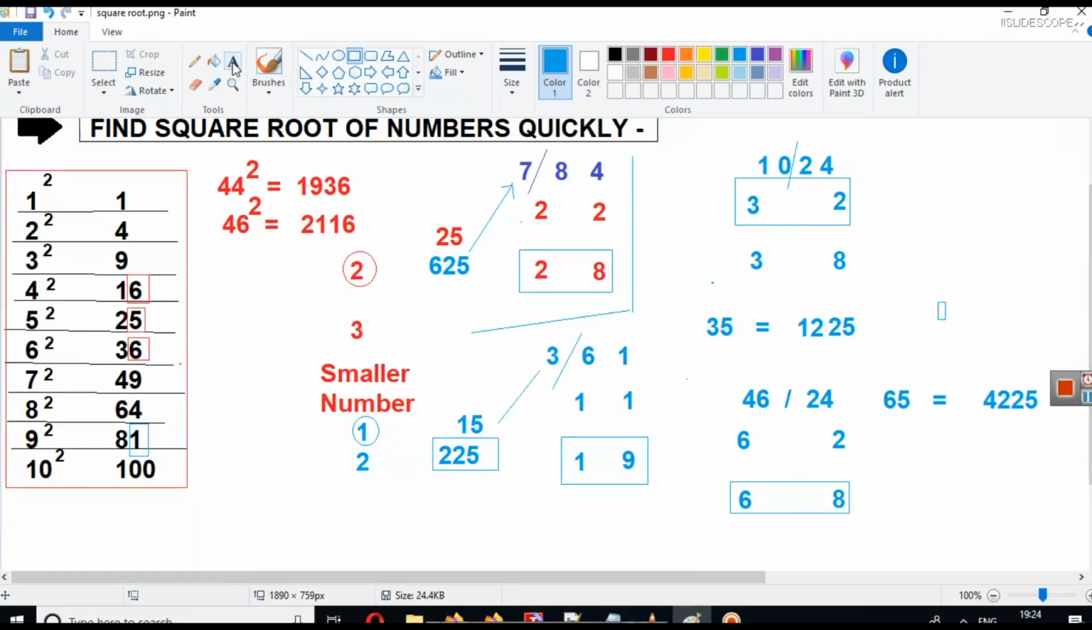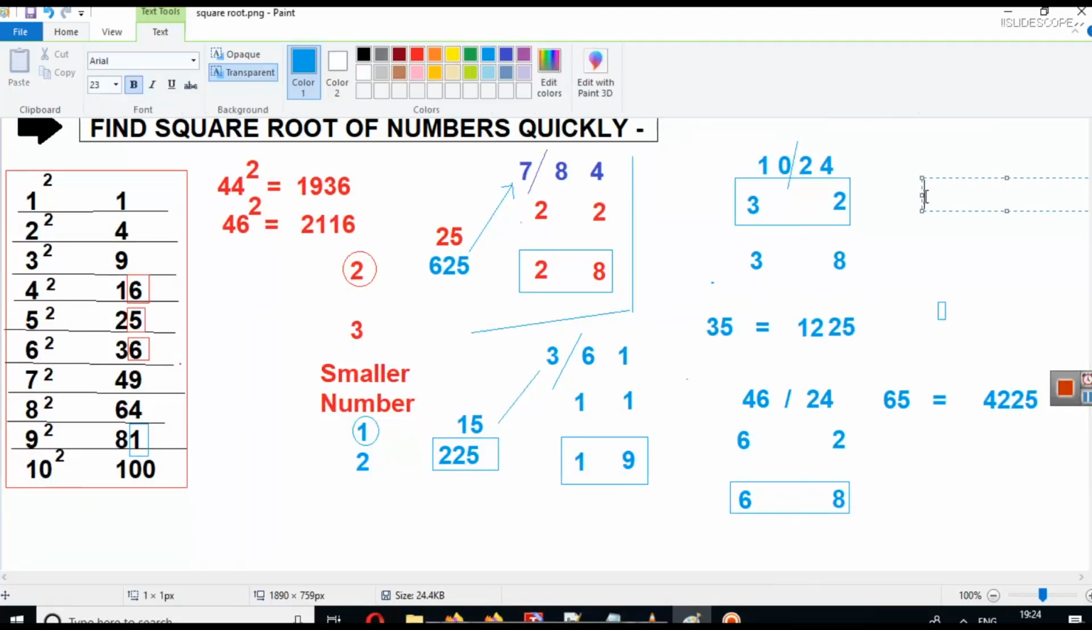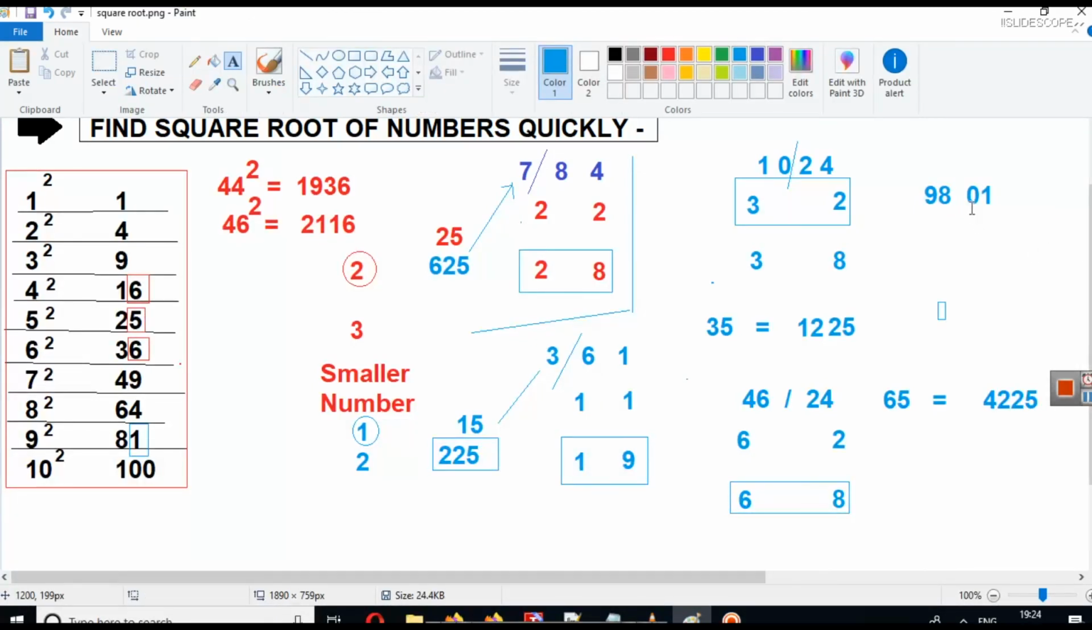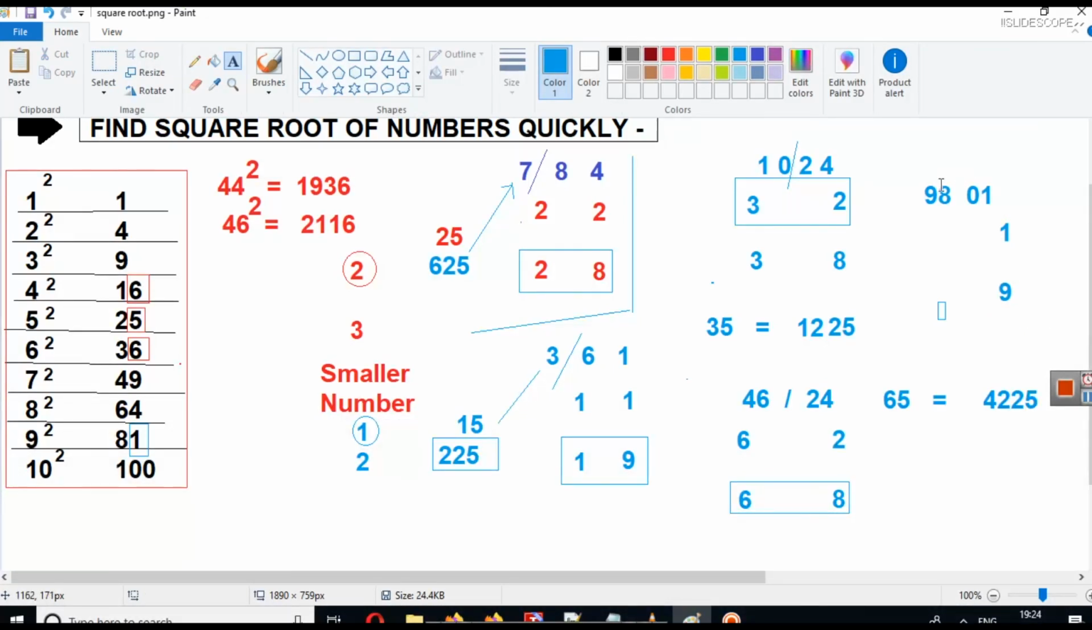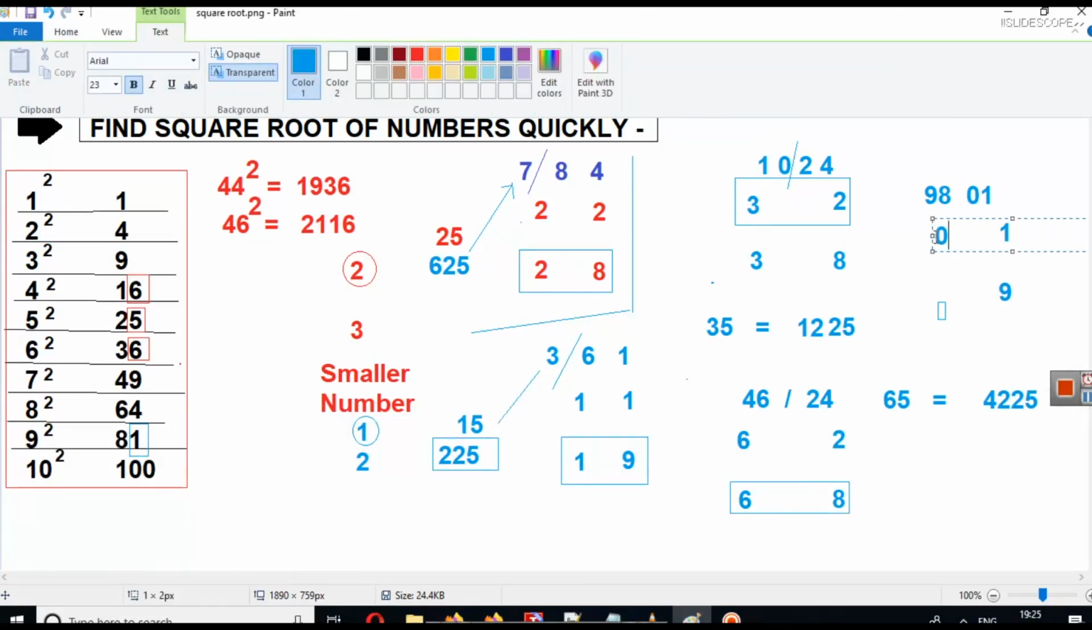We can take another number. Let's say the number is 9801. Again, the number is ending with 1. So, we will either have 1 in the last place or 9 in the last place. In case of 9, the square ends in 1, and in case of 1, it is 1. Now, where will we find 98? We will find 98 between 9 and 10. So, we have to take 9 here, which is smaller. So, our number will be either 91 or it will be 99.